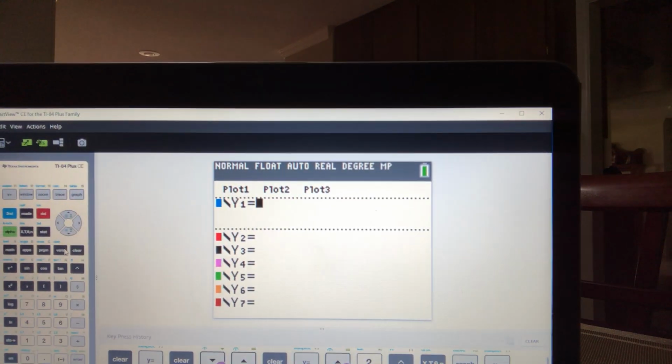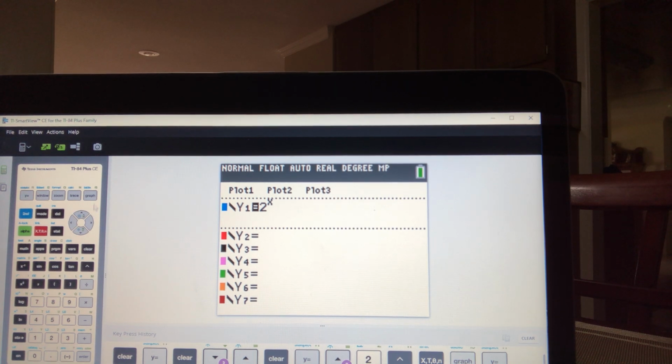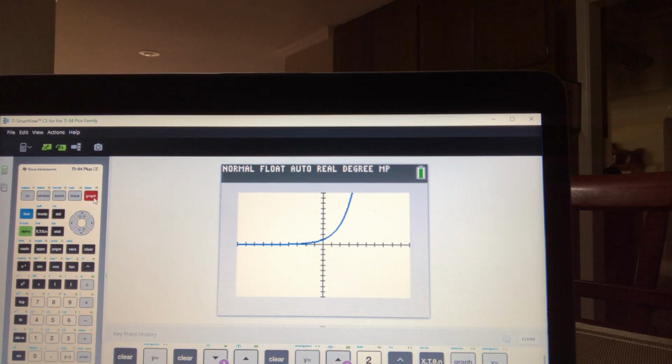Can you see that okay? All right, so we're going to put in 2 raised to the power of x and press graph. So here is the shape that you should be seeing. Notice, first of all, that the graph is rising from left to right. That means it's growing. So you want to look from left to right and see that it's going up. That makes it an exponential growth.